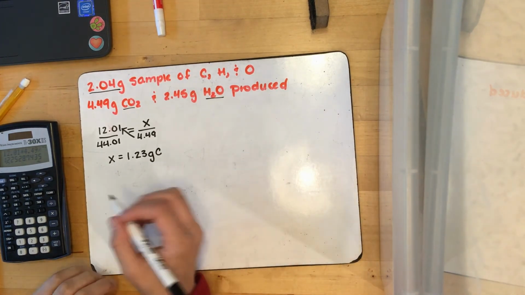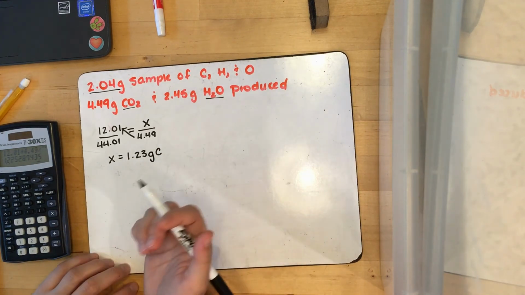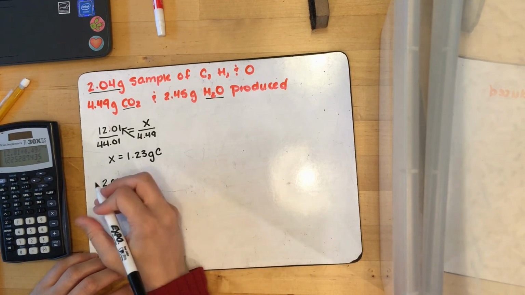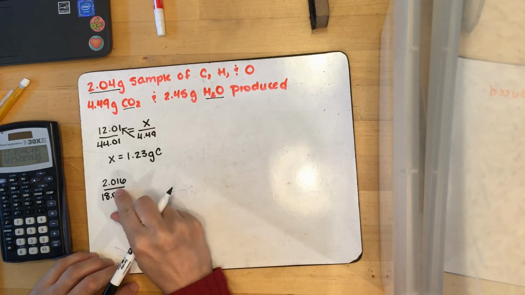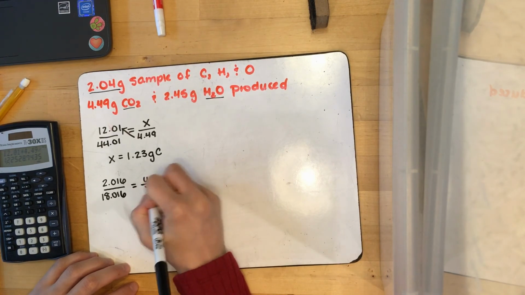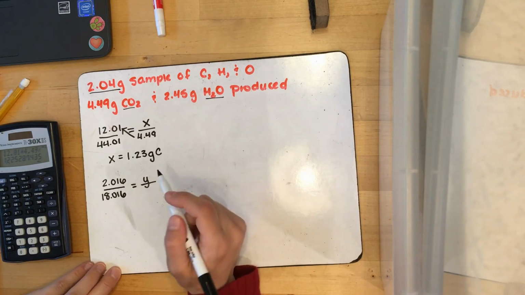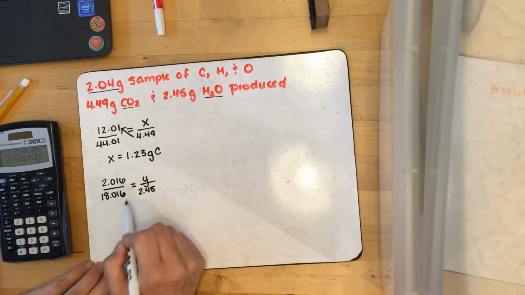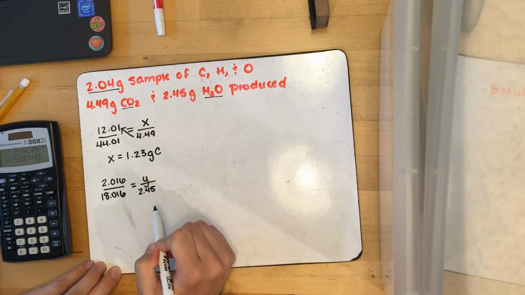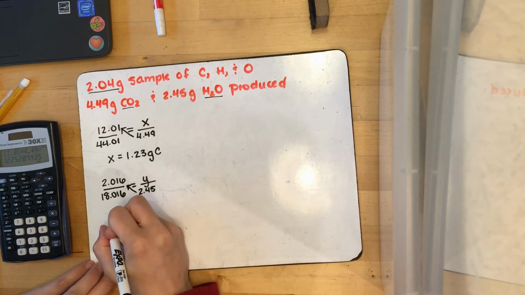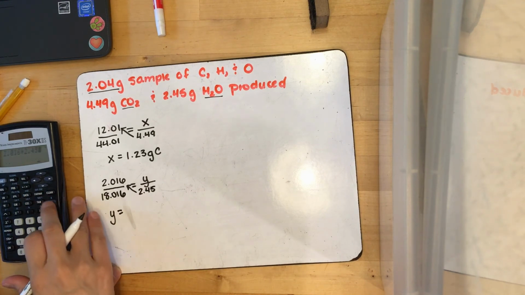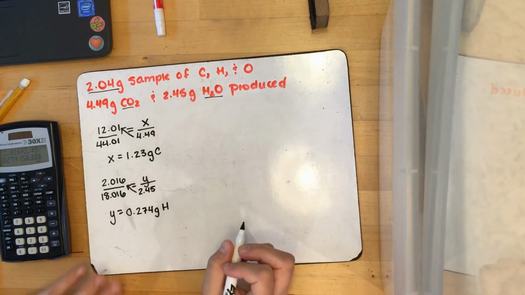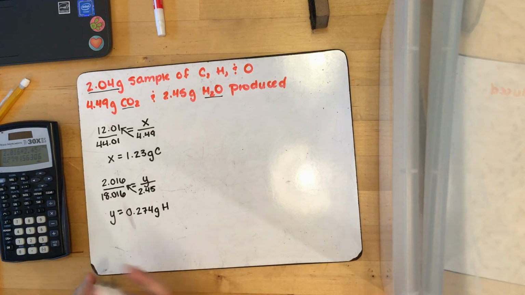We can do the same thing with the water. So in this case, we have two hydrogens, each are 1.008. So our total molar mass of hydrogen in this compound is 2.016. And the molar mass of H2O is 18.016. I'm going to put another variable for hydrogen because we don't know how much hydrogen we have, but we do know the total mass is 2.45. So again, I have the molar mass of hydrogen over the molar mass of water, and then over here we have the mass of hydrogen over the total mass of water. Again, it's a cross multiply kind of problem. And when we calculate it, we get 0.274 grams of hydrogen.